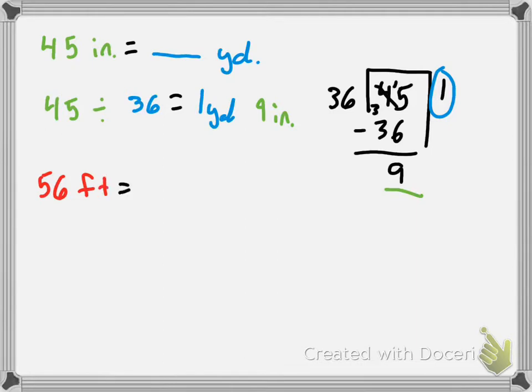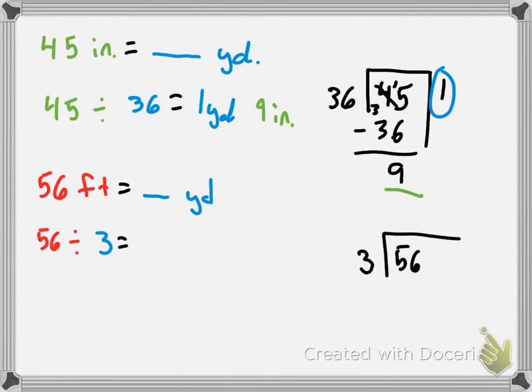Let's try another one like that. 56 feet to how many yards? So on that chart, it said to go from feet to yards, you have to divide by 3. So if I say 56 divided by 3, I'm going to have to do a division problem. 56 divided by 3. And I know it can go in, let's go with 10 times. Because 10 times 3 is 30.